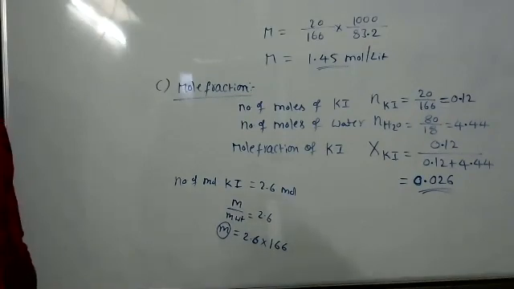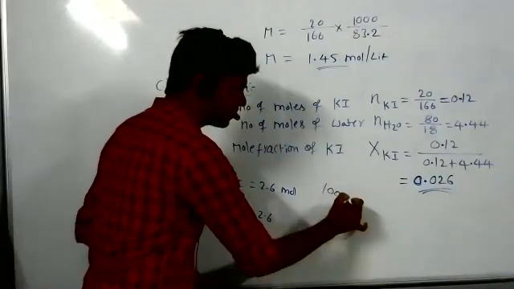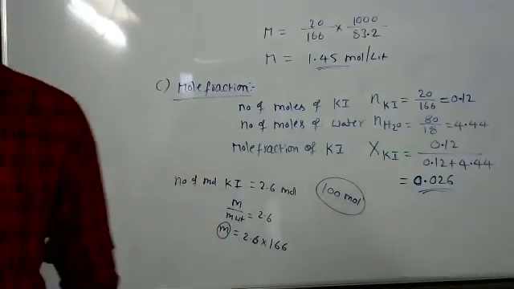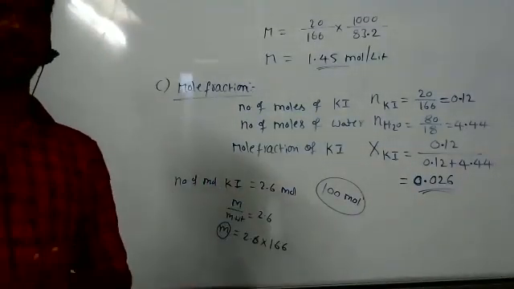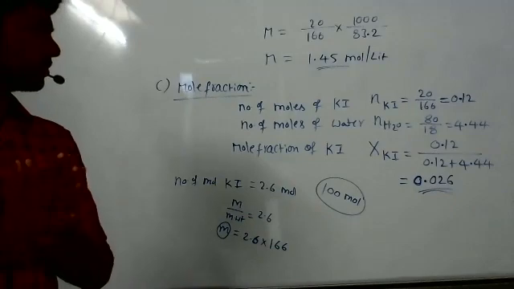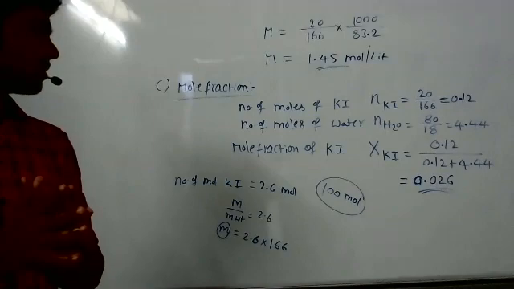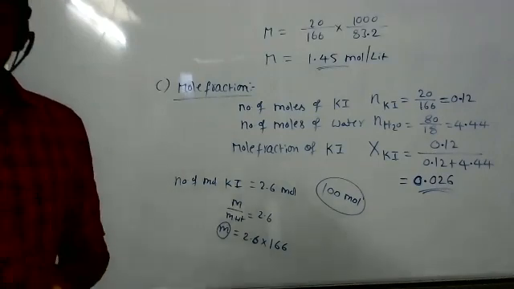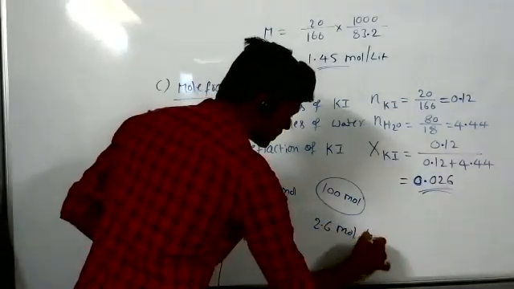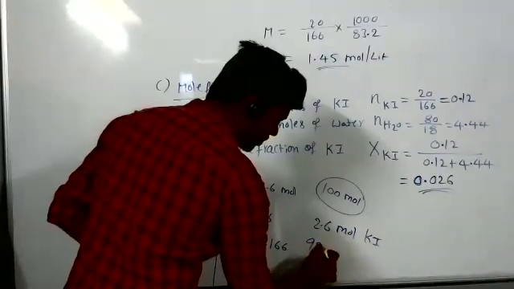No, here comes a mistake, ma'am. You are saying 100 moles total. So how do we know the particular number of moles of water and of potassium iodide? Overall, you are taking 100 moles. Sir, mole fraction gives the moles of a particular component in the whole solution. So if we multiply by 100 moles, we get 2.6 moles of potassium iodide and 97.4 moles of water.